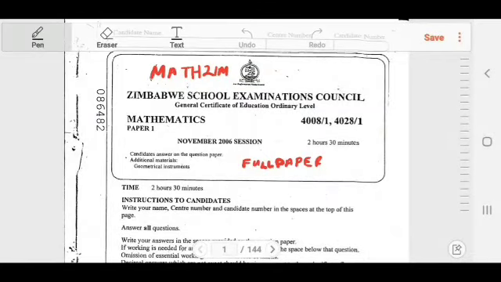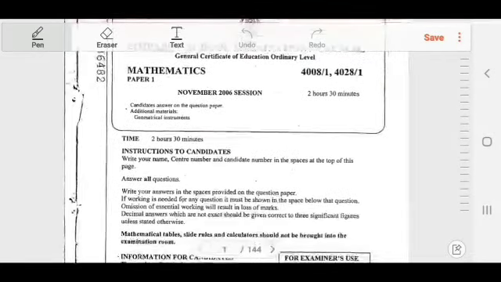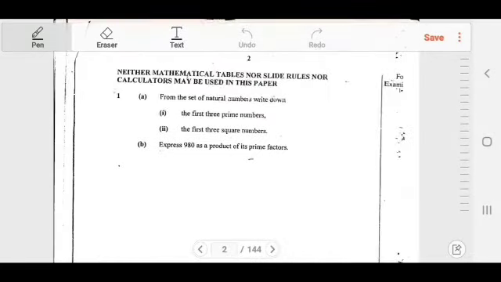Alright, this is November 2006, paper 1, all of maths. So let's check it out.